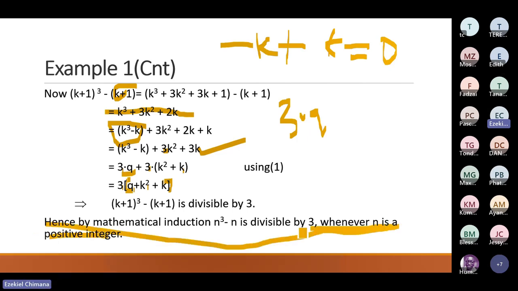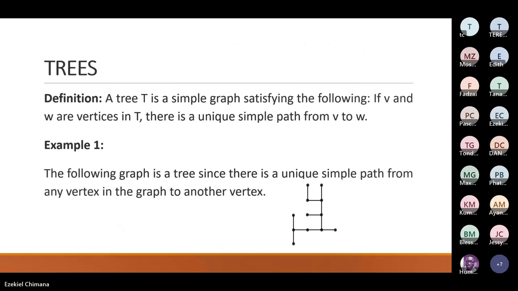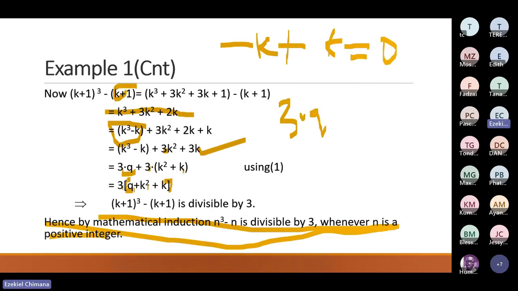I don't know if there is any question on this one. Proof by divisibility. Is there any question? Okay. So let's just move forward. I talked for a long time. So that's all on mathematical induction.